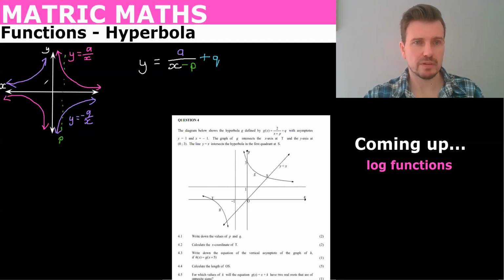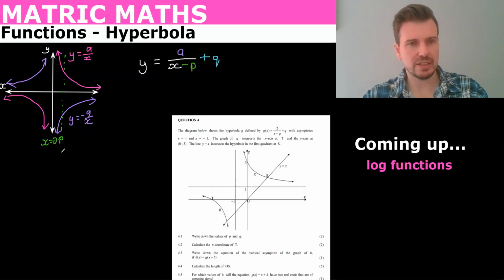So these hyperbolas have asymptotes, and this p is actually the asymptote. So in the normal graph, where I haven't changed anything, I have an asymptote of x equals 0. Okay, but the asymptote is actually x equals p. So whatever p is, that's the asymptote. Okay, now remember it's negative p. So if you had negative 1, your asymptote is 1. If you had plus 1, your asymptote is negative 1.